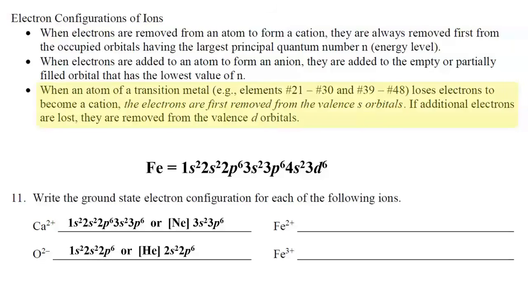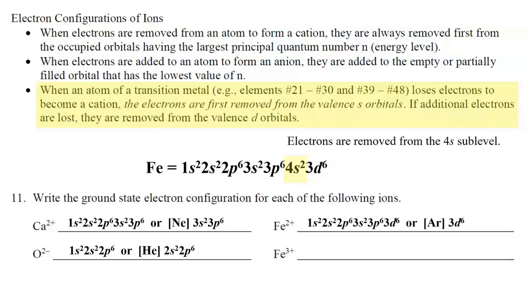Iron is an example of a transition metal. That's that middle region of the periodic table between group 3, where scandium is located, which would be atomic number 21, and you can go all the way to atomic number 30, which is zinc, and that would be group 12. You can see that region of the periodic table, those are the transition metals. So if a transition metal loses electrons to become a cation, the electrons are first removed from the valence s orbitals. In this case, that would be the 4s sublevel. Let's go ahead and take those away.